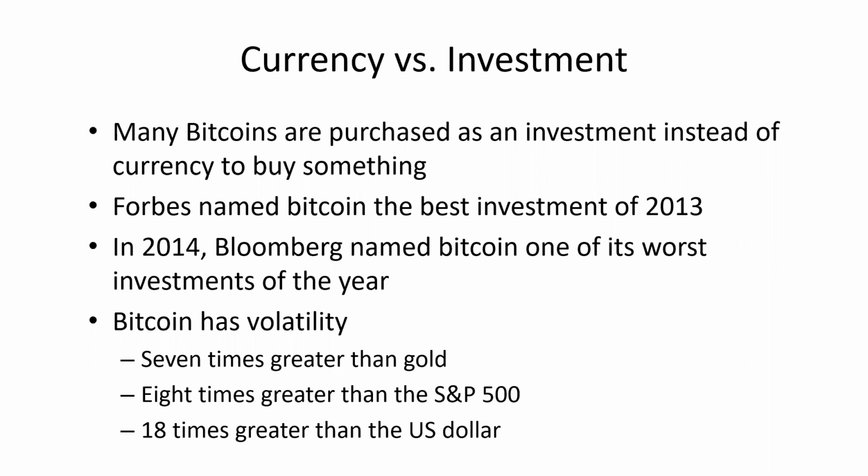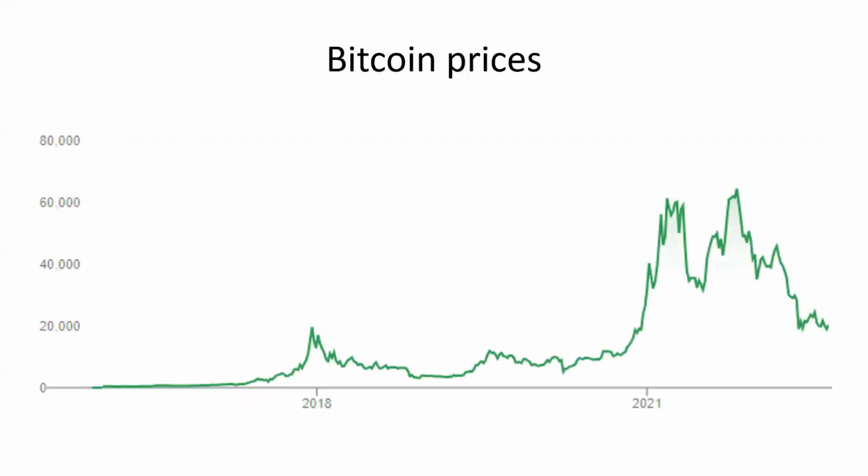It's interesting. I went out and looked at a couple of different places. Forbes named Bitcoin the best investment of 2013, and the next year, Bloomberg named it the worst investment of the year. So it all depends. Note that Bitcoins are volatile. The price varies 7 times more than gold, 8 times more than the Standard & Poor's, 18 times more than the US dollar.